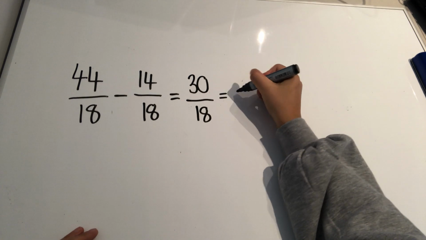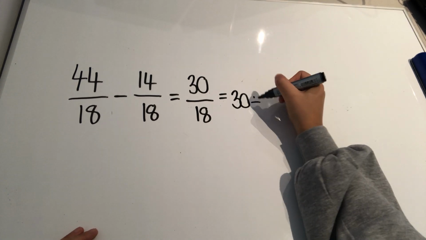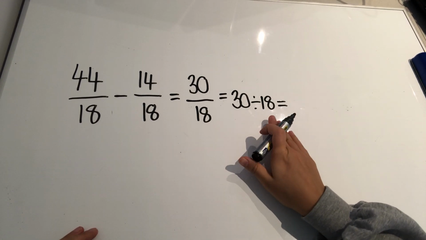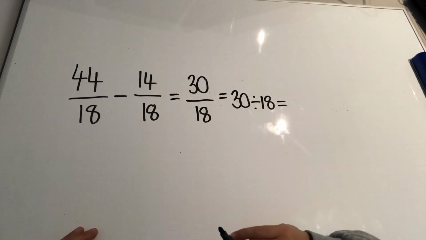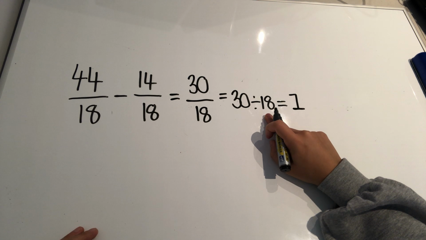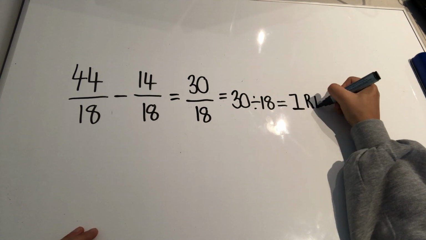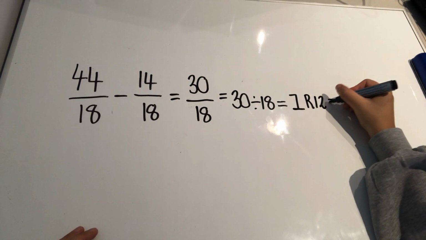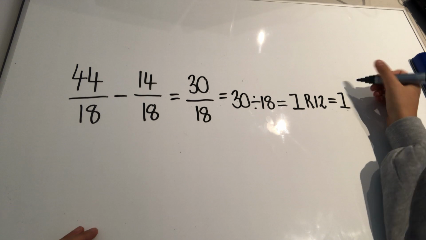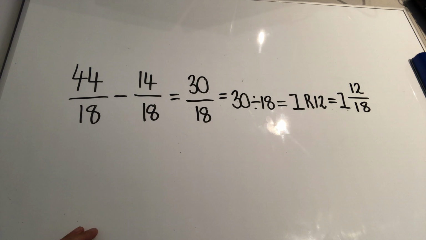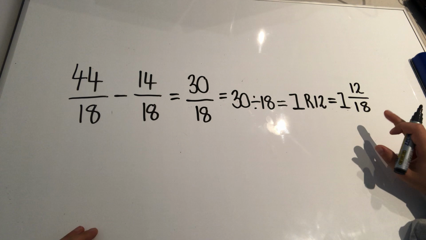To do that, we divide our numerator 30 by our denominator. So ask yourselves, how many times does 18 equally go into 30? So it goes into 30 once, and the remainder is 12. Now we write that as our mixed fraction with 1 and 12 over 18. The very final step is to see, can we simplify this mixed fraction any further?